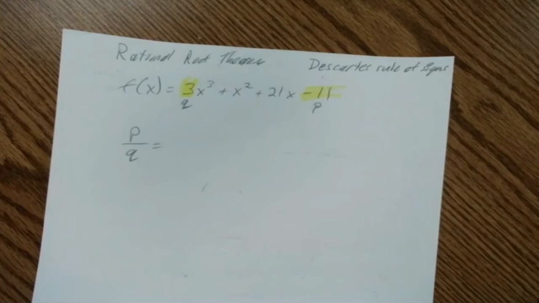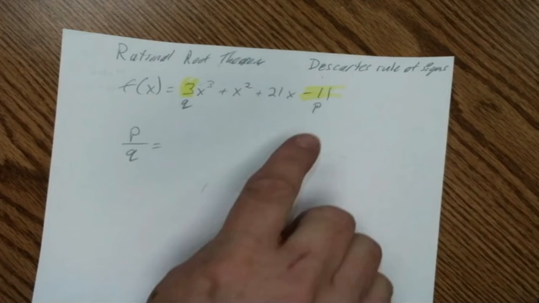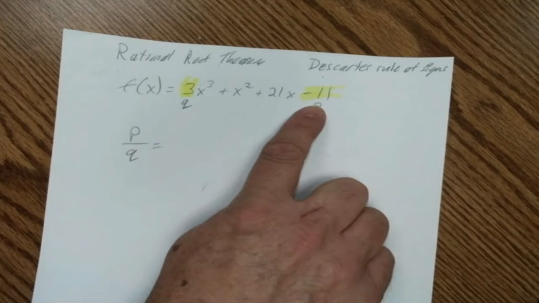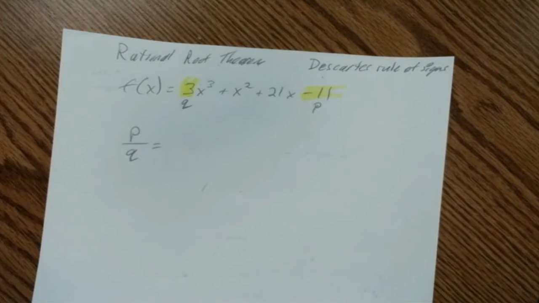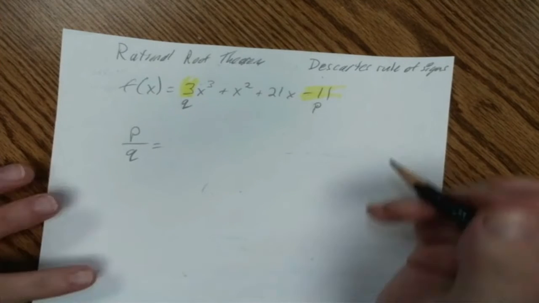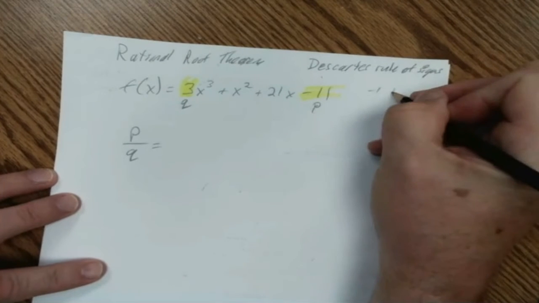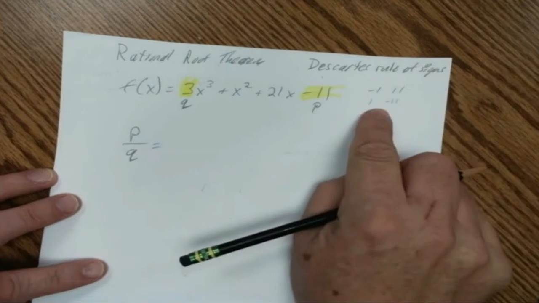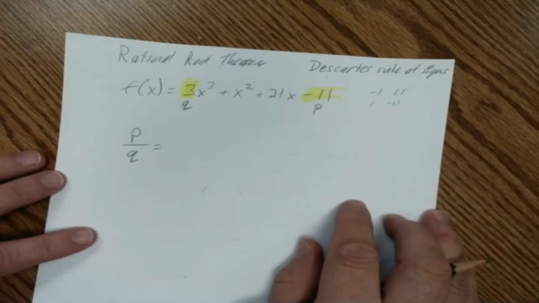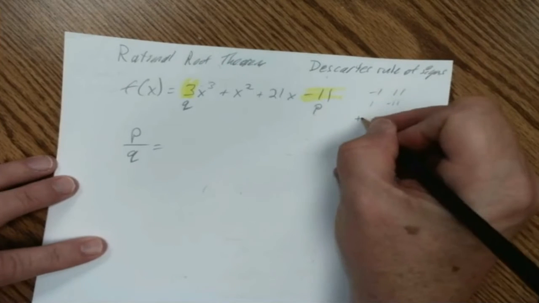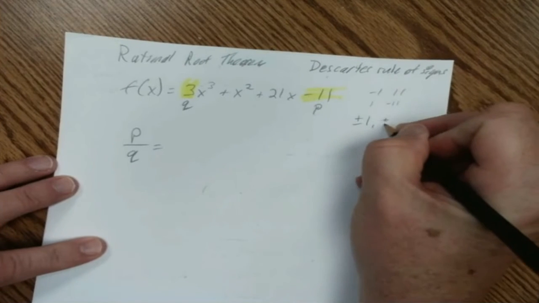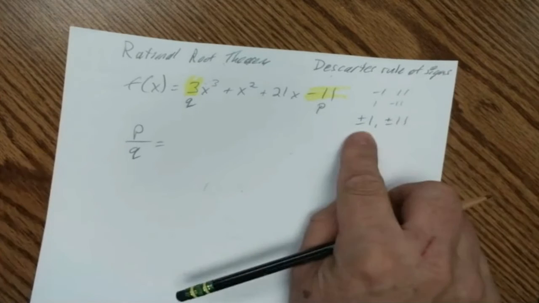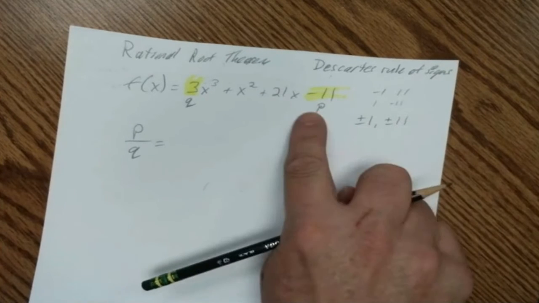Negative 1 and what? That's one of the roots. We can multiply negative 1 times 11, or we can multiply a positive 1 times negative 11, and that's about it. That's all the roots. So we can just simplify it to say plus or minus 1, plus or minus 11. That's the only options there are to get negative 11, right?